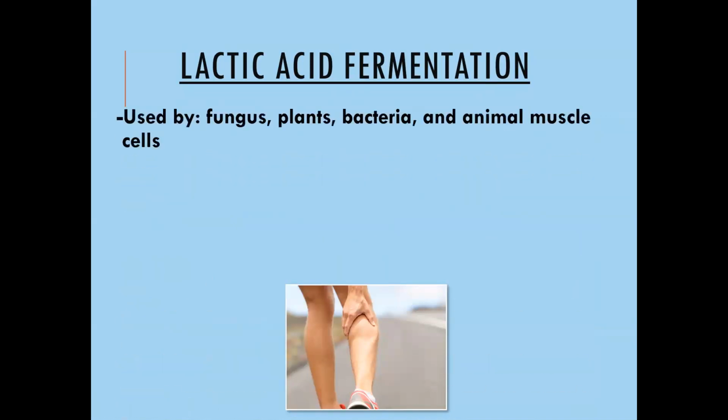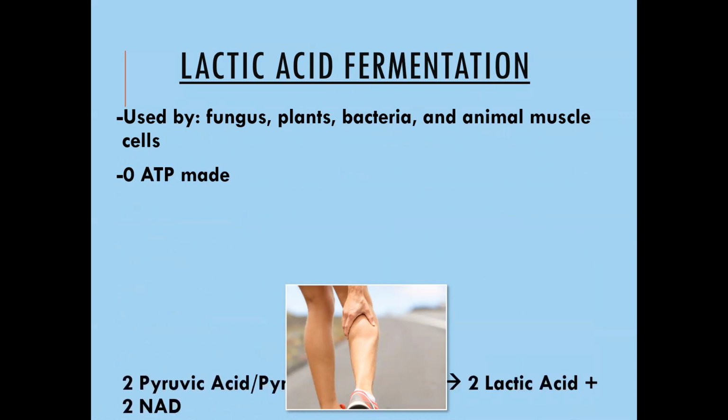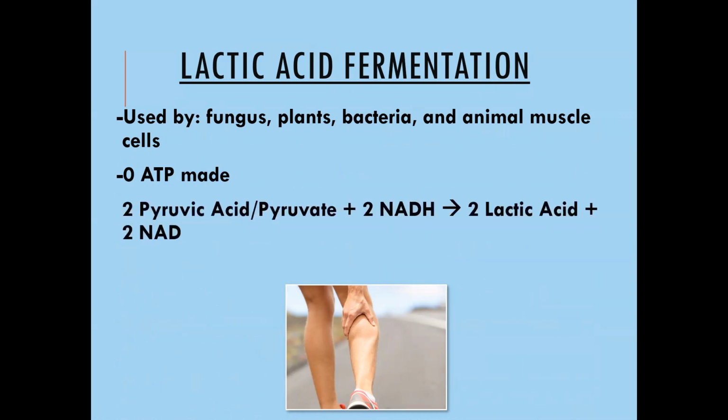Then we have lactic acid fermentation. That's our other type. And fungus, plants, bacteria, and animal muscle cells are going to use this. So again, all fermentation, 0 ATP are made. And we start with our same reactants. So we have 2 pyruvic acids and 2 NADH. And it's going to yield the 2 lactic acid and 2 NAD.